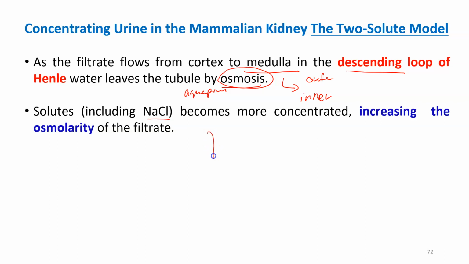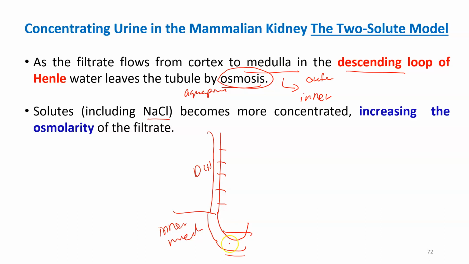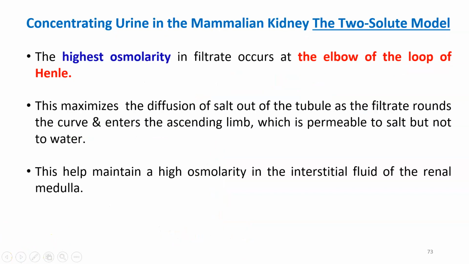So bila filtrate tu turun ke bawah, kan, turun descending limb of Henle, so air keluar. So nanti bila filtrate reach at the elbow of loop of Henle in the inner medulla region, okay, the filtrate will be very concentrated, increasing the osmolarity of the filtrate, which is 1200 milliosmol. Okay, so the highest osmolarity in filtrate occurs at the elbow of loop of Henle.